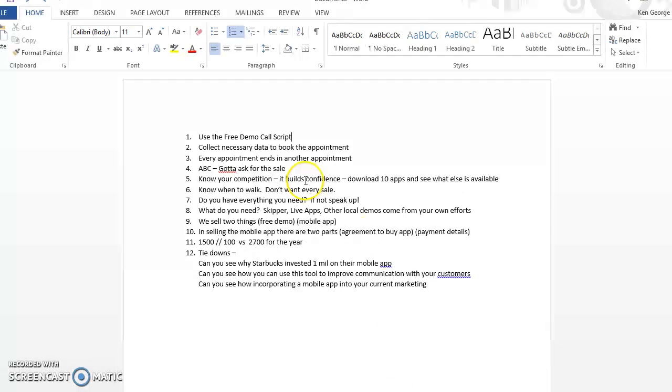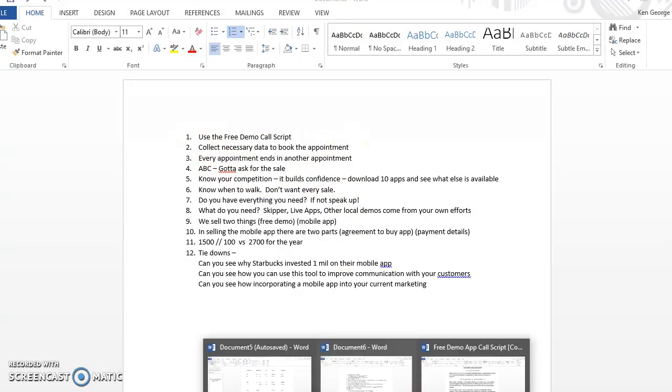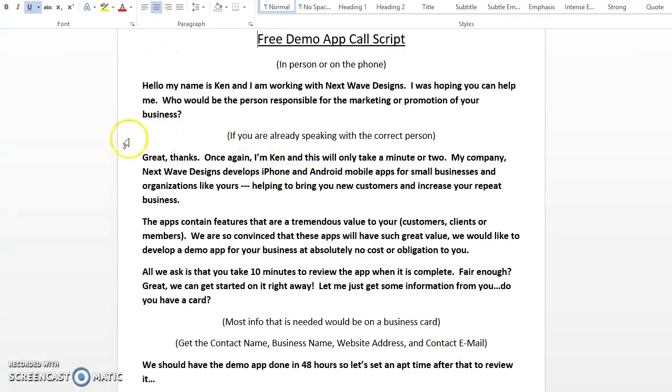Okay, next thing I want to talk about is collecting the necessary data to book the appointment. So what's going to happen when you're out there and you're going through this information, really this first paragraph here: "Hey, my name is Ken, I'm out here with Next Wave Designs and I was hoping you could help me. Who would be the person responsible for the marketing or promotion of your business?" "Oh, well, that person is Joe. Although Joe is standing right over there, you need to come back and see him on Wednesday after 3 because that's when he has time to talk to salespeople."